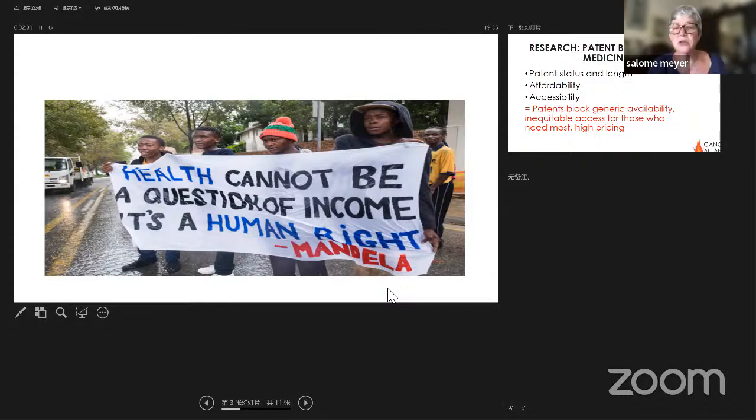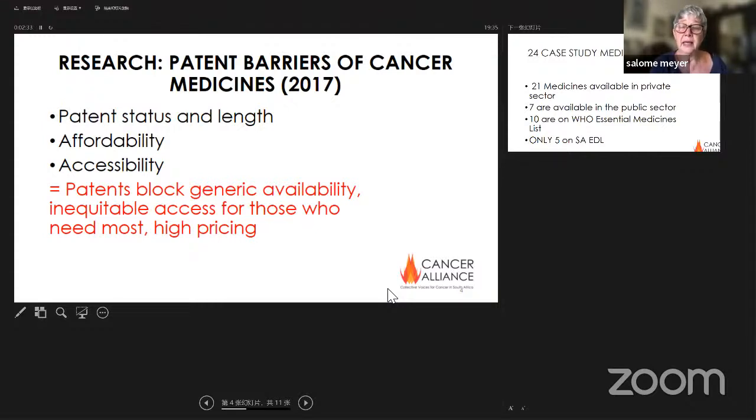Next slide, please. In 2017, the Cancer Alliance, with funding from the Open Society Foundation, investigated the patents on 24 cancer medicines. This was a very landmark report for us, and it gave us the opportunity to focus specifically on the cancer medicines that have got patents on them. And those were the aspects that we looked at: affordability and accessibility.